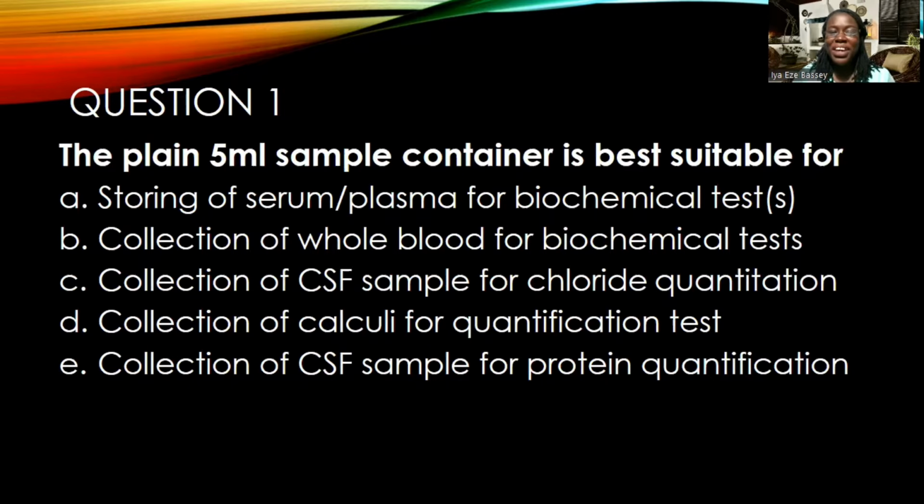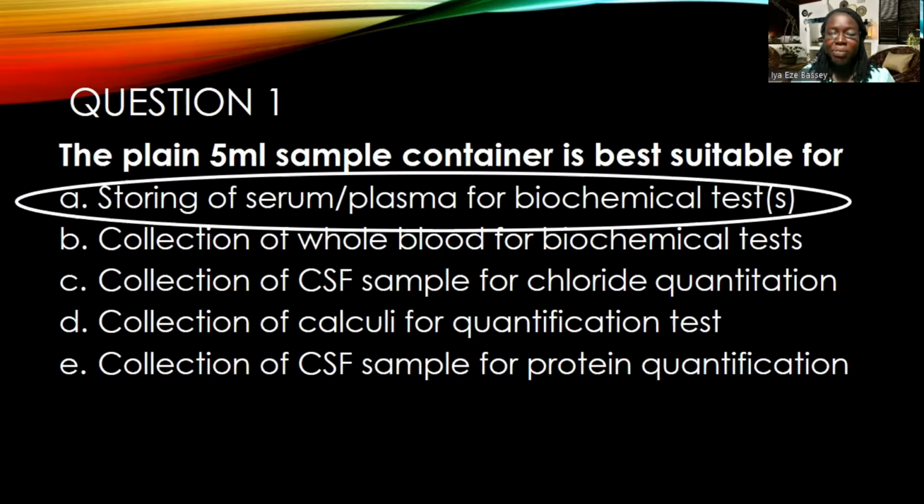So what do you think is the answer? For me, I will choose A, that's storing of serum or plasma for biochemical tests. That's usually what you use the plain 5 ml sample container for. The plain 10 ml would be to collect blood, while the plain 5 ml would be to store your serum or your plasma.